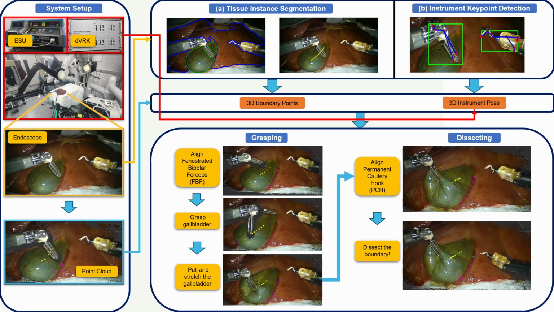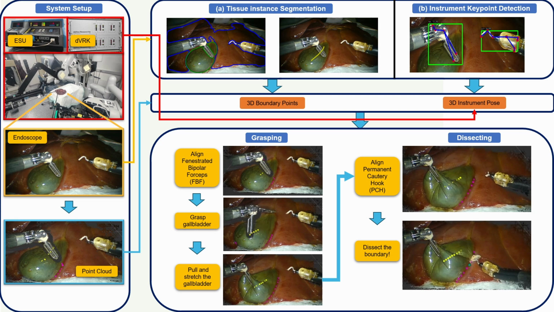Here is the overall system workflow. After post-processing the images, the robot aligns the instrument with the surface between the skeleton in yellow and boundary points in purple to grasp the gallbladder. It then pulls until the tissue is sufficiently stretched, ensuring a stable hold and maintaining the robot's boundary detection even after the cauterization. Finally, the robot aligns the hook similarly to the forceps and dissects along the boundary points.